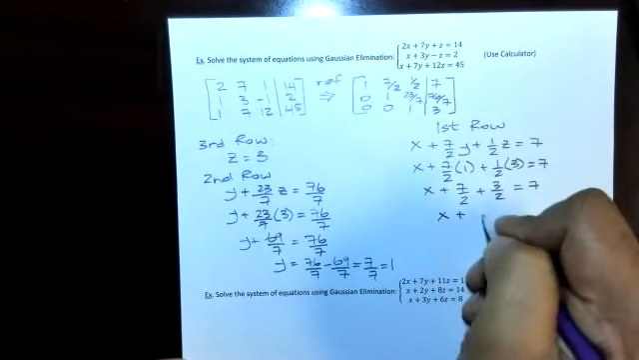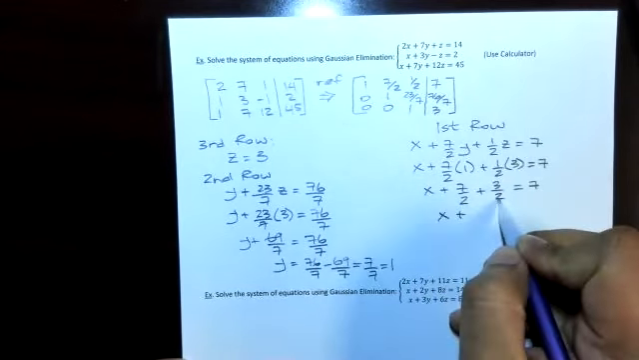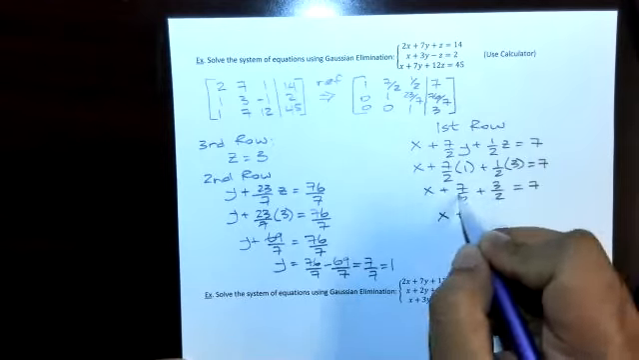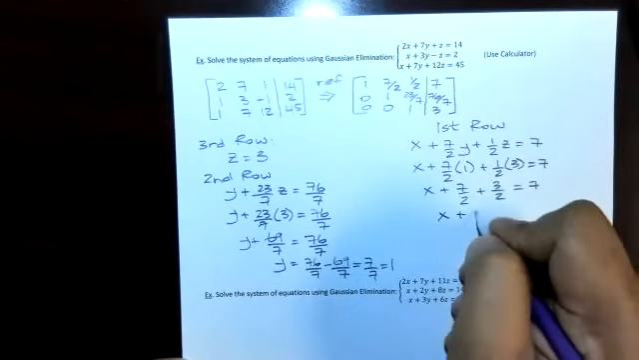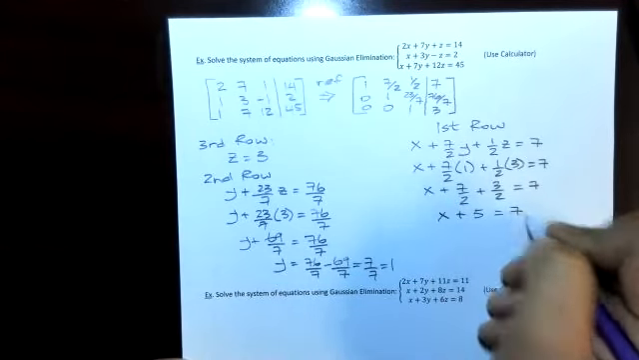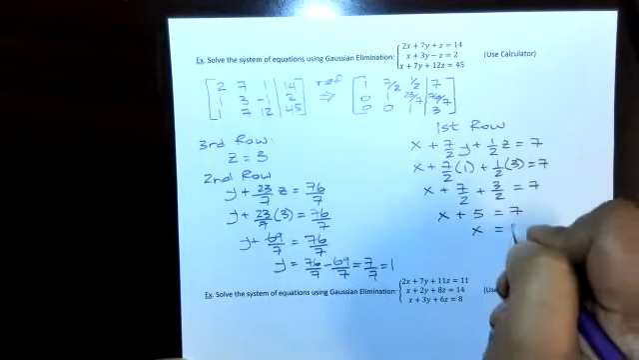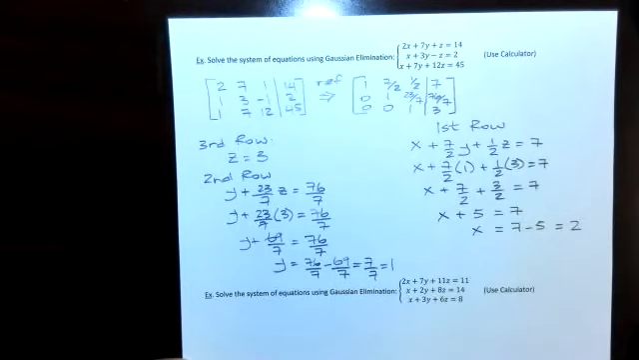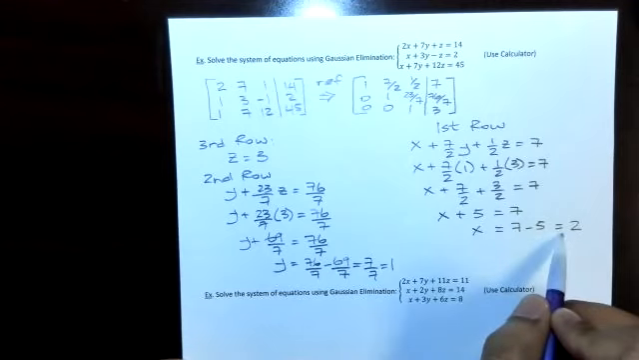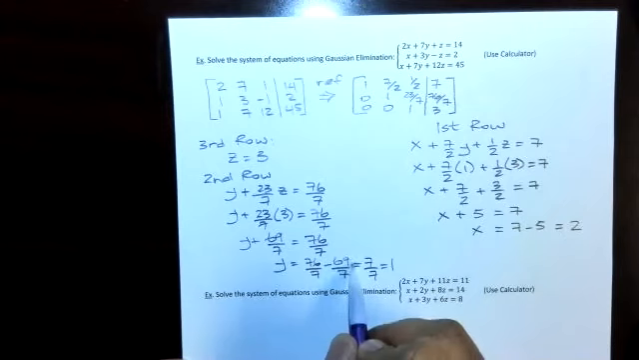So 7 halves and 3 halves will give you 10 halves. 10 halves is the same thing as 5. 10 divided by 2 would be 5. So x plus 5 equals 7. I subtract 5 on both sides, so x equals 7 minus 5, which equals 2. So that gives me the value of x. I have figured out the value of x, the value of y, and the value of z. I'm now done. I have now solved my system of equations.